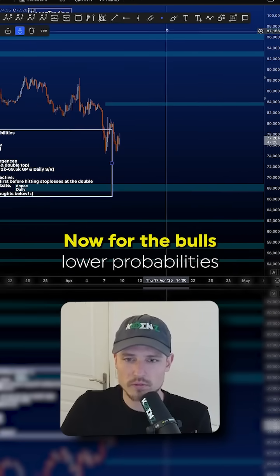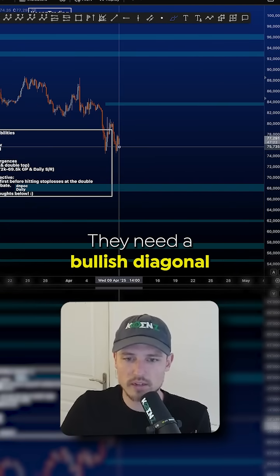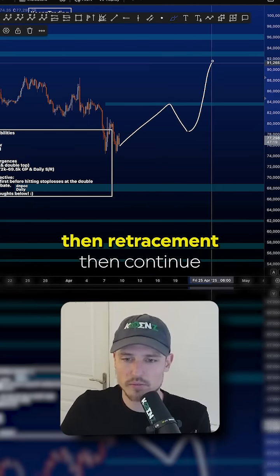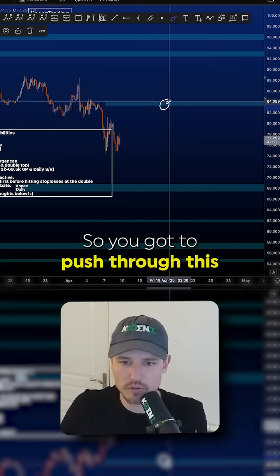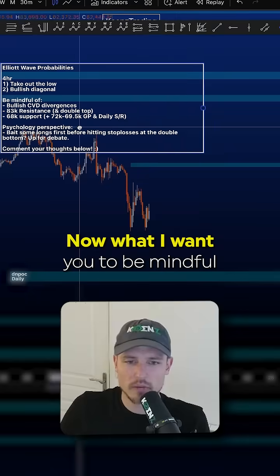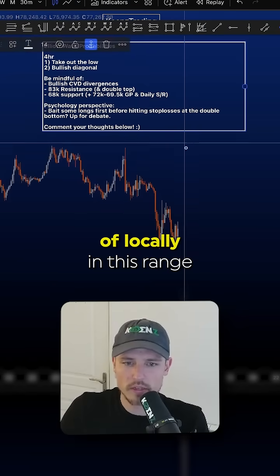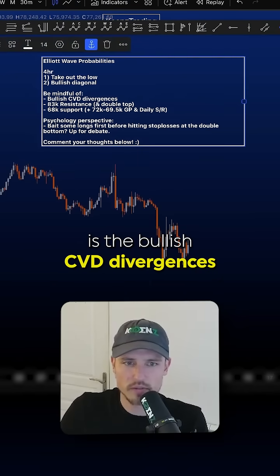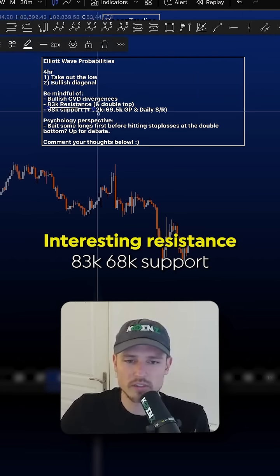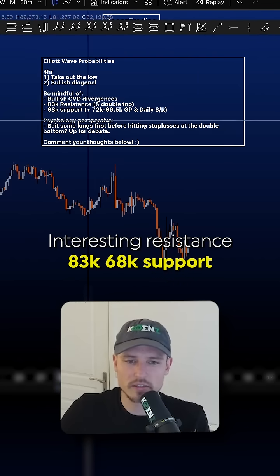Now, for the bulls, lower probabilities, they need a bullish diagonal, move up, get a diagonal, then retracement, then continue. So you got to push through this, take out these highs. Now, what I want you to be mindful of locally in this range is the bullish CVD divergences. Interesting resistance, 83k, 68k support.